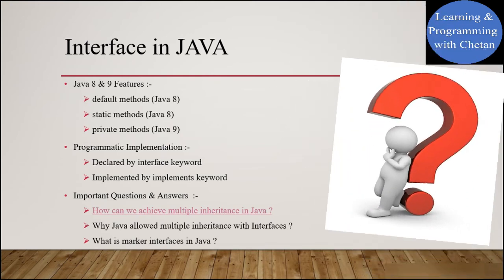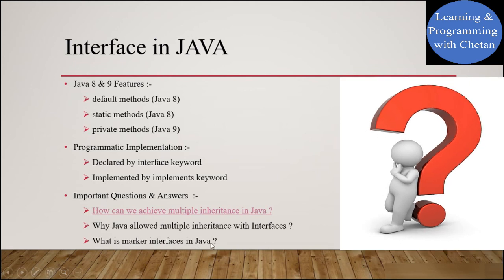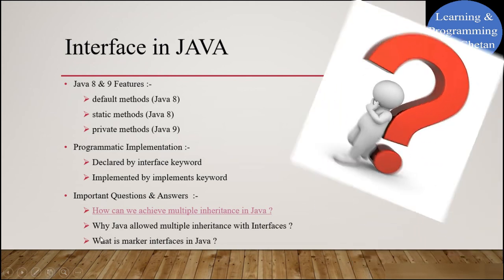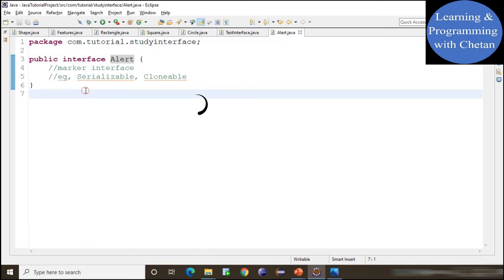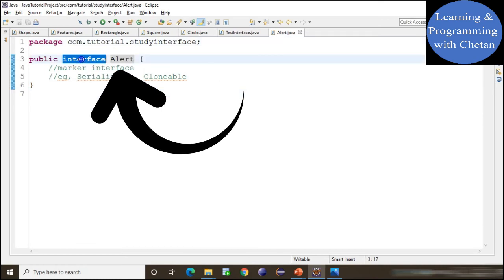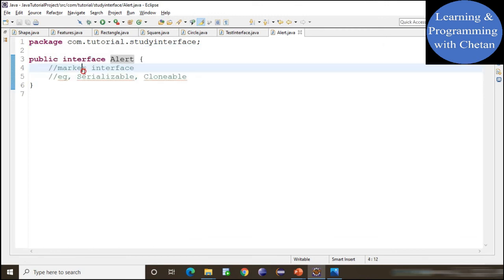Friends, now our next question is, what are marker interfaces in Java programming language? So my dear friends, marker interfaces are those interfaces which don't have any data members and methods. So here you can see that I have created one interface with the name alert, and this interface is not having any data members and methods. That is why this interface is known as a marker interface.